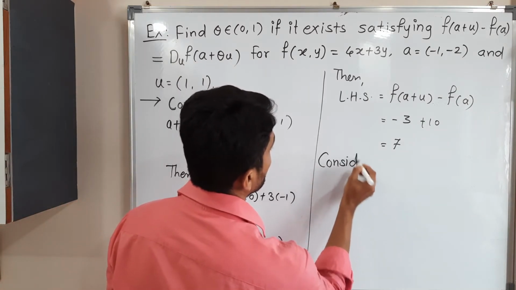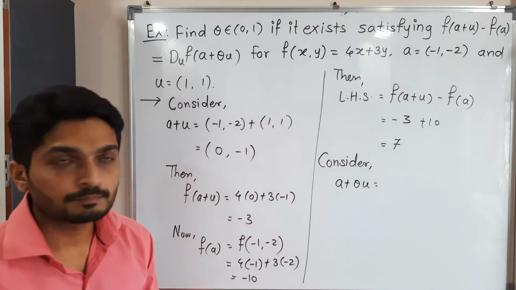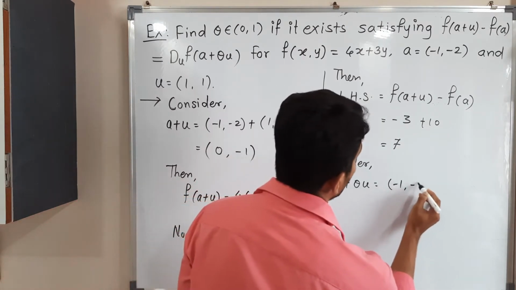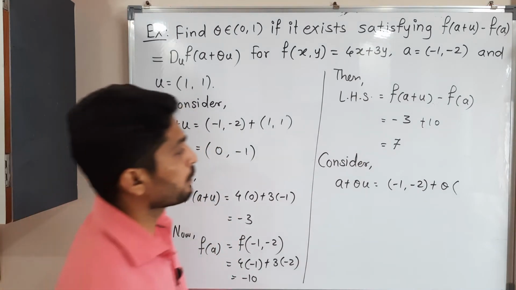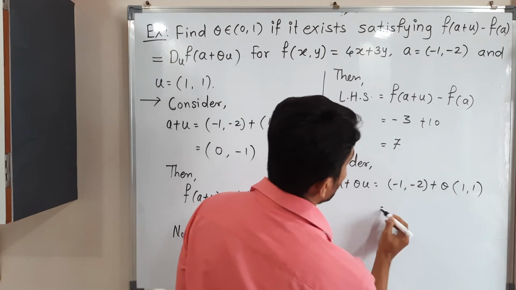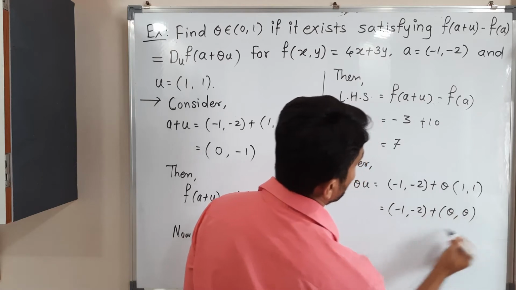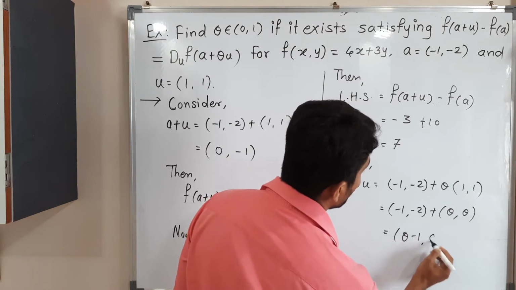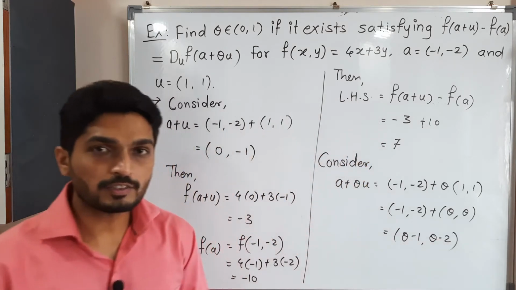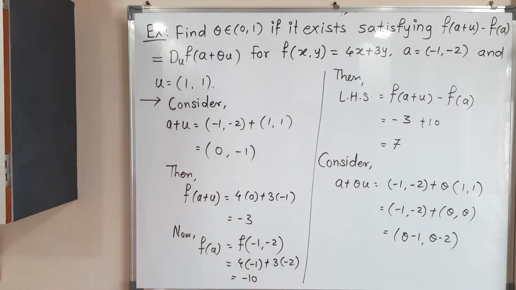Consider a plus theta u. What is a here? A is minus 1 comma minus 2 plus theta. What is u here? The u is 1 comma 1. So minus 1 comma minus 2. We need to multiply first. So theta into 1 is theta, theta into 1 is theta. After that we will add component wise. So we will have theta minus 1, theta minus 2. After that we have to go for the directional derivative, that means the actual right hand side. But there is no more space, so I suggest you make a screenshot of it. After that we will go further.